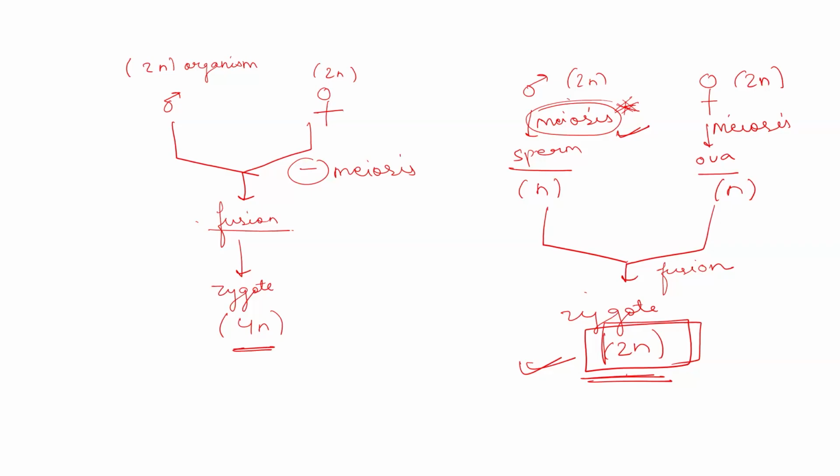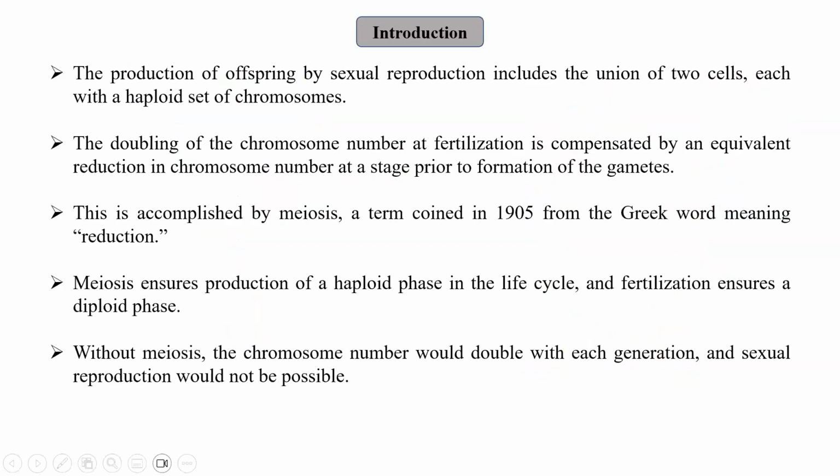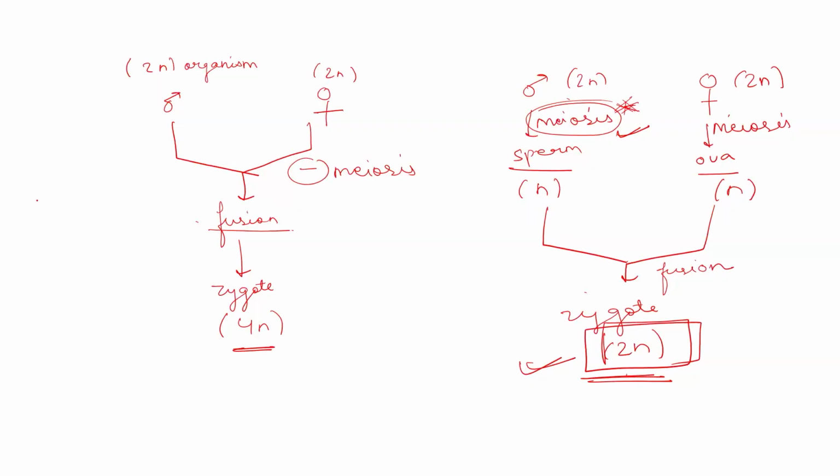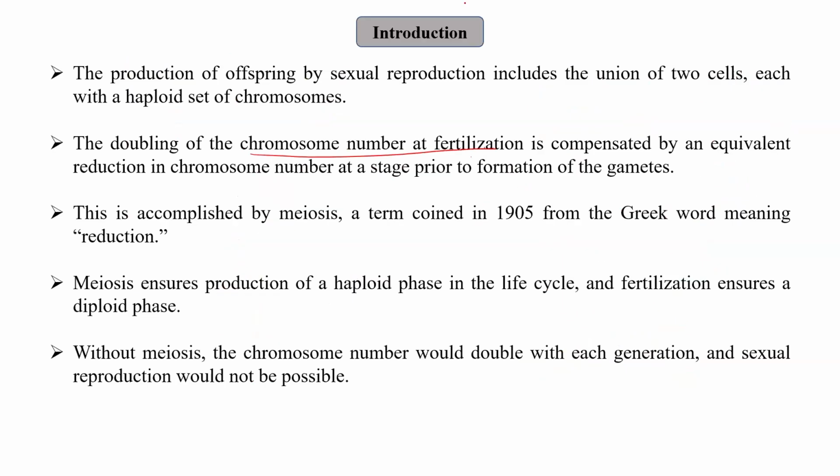So this conversion of diploid to haploid is taking place with the help of meiosis, which is also known as reductional division. So, the doubling of the chromosome number at fertilization. Basically, they are talking about this situation where the doubling of the chromosome number may happen during fertilization, but this does not take place because of the process known as meiosis.